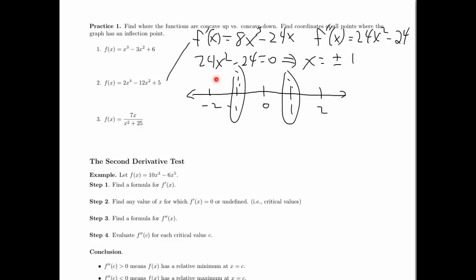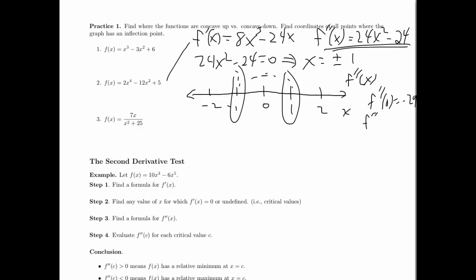So I'll sample something from here, something from here, and something from here. Remember that the values down here are x values, and we are charting the sign of the second derivative, which is this formula up here. So when x is 0, that's the easiest one to check. When x is 0, I get -24. So f double prime of 0 is -24. And of course, I don't really care negative what, just that it's negative. So it'll be negative in here.